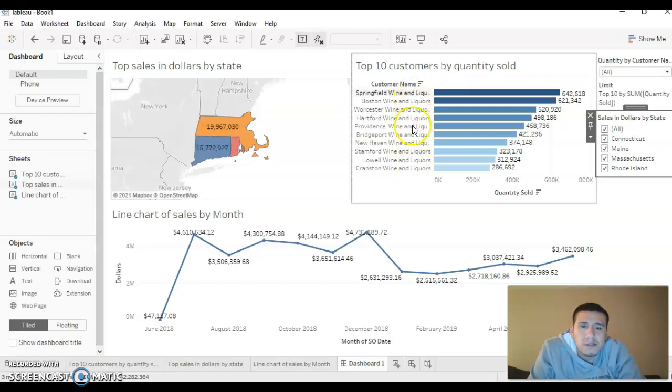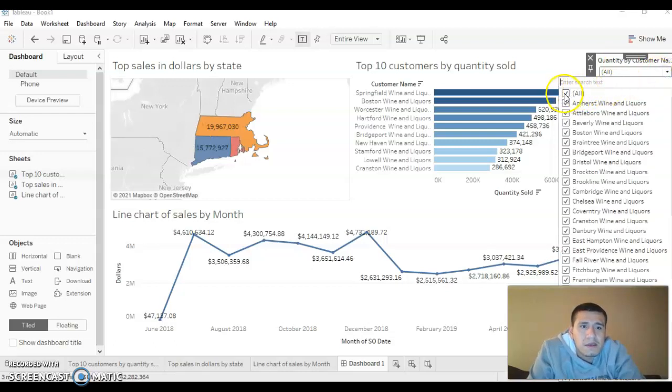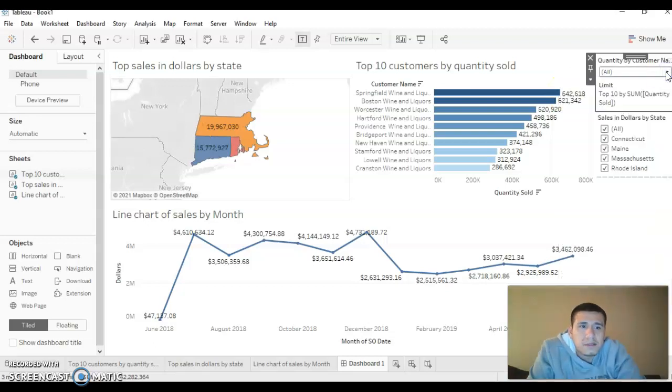So towards the right, I have the filters. If someone wants to condense it again to the top 10 customers, so if you select a customer that's not among the top 10, it's not going to give you any data for that person. So if we deselect all for a specific customer like New Haven, type it in. You can see how much quantity was sold to the specific customer.